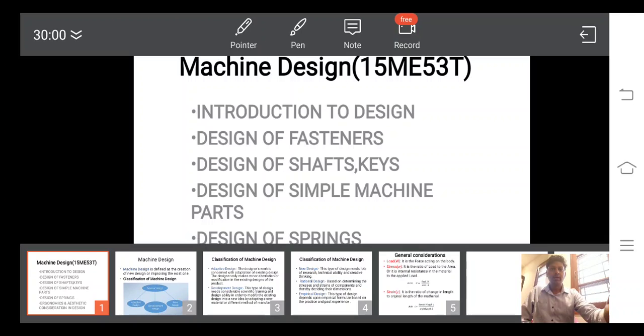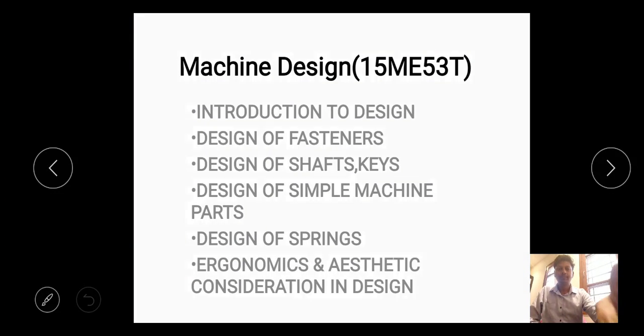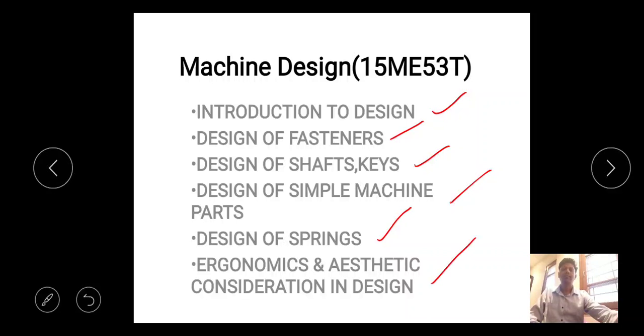So yesterday we discussed that there are 6 chapters in total: introduction to design, design of fasteners, design of shafts and keys, then design of simple machine parts. Then the fifth unit is design of springs, and the last unit is ergonomics and aesthetic considerations in design. So these are all the things we discussed yesterday, the marks weightage and so on.